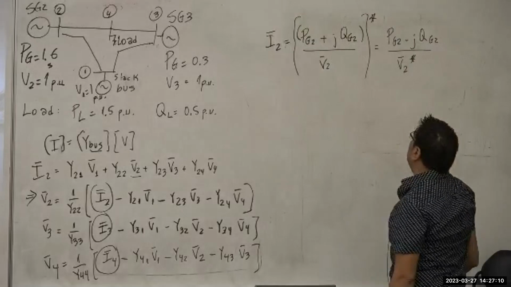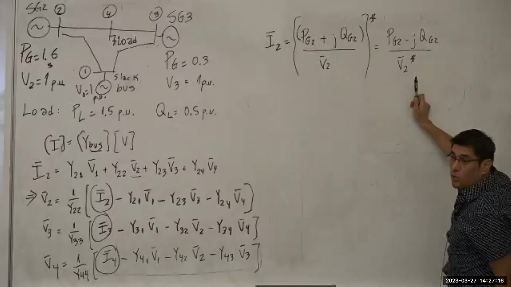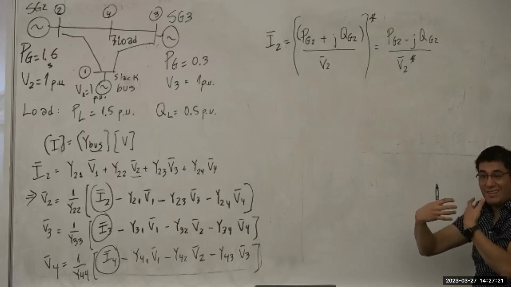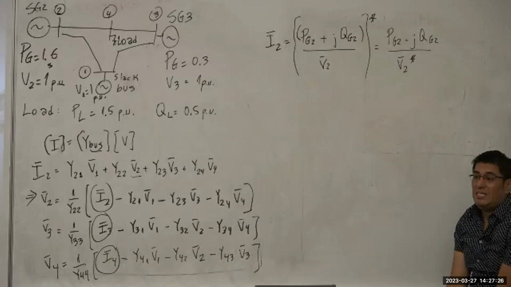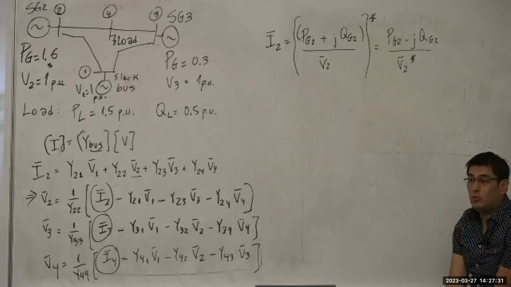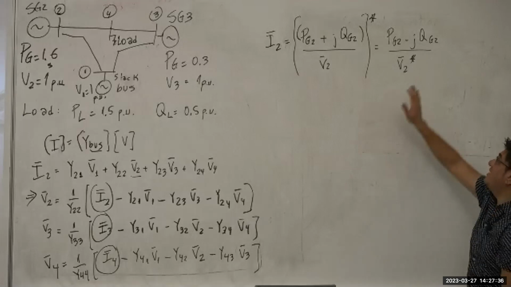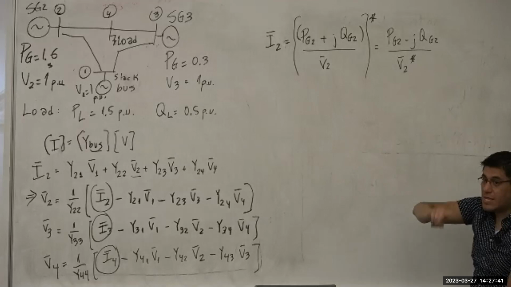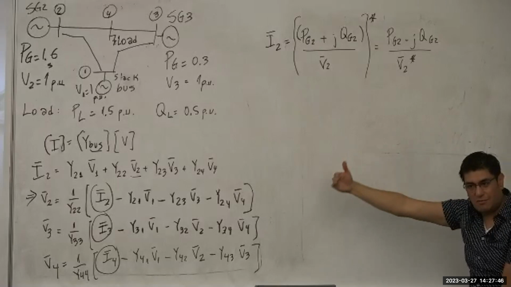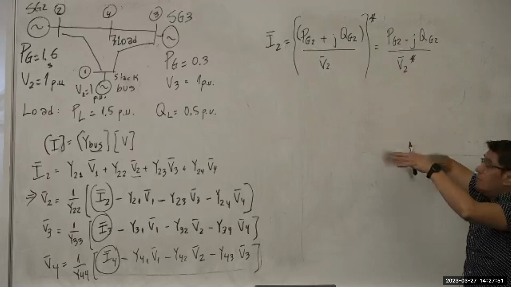Are we going to know V2? Yes or no? When we apply this procedure, we're assuming a flat start. So at the beginning, we know how much is V2. Do we know how much is PG2? Yes. Do we know how much is QG2? No. Why not? Because you're only given power and voltage. Instead of reactive power, we're specifying a voltage. The assumption is there must be a reactive power injected by this machine that will define that voltage. So we are fixing the voltage and letting this be unknown.